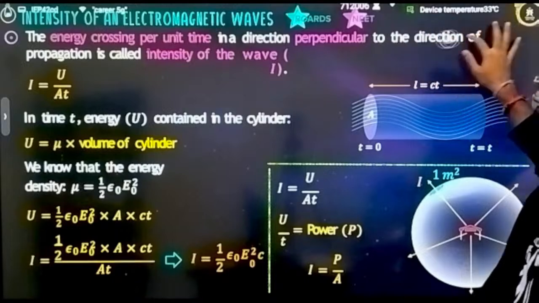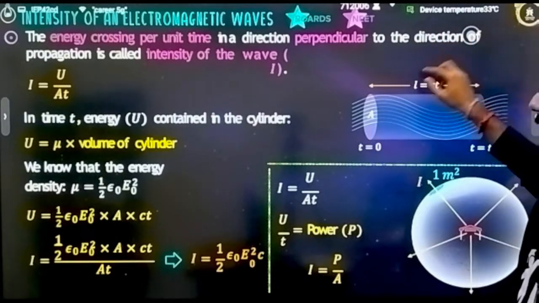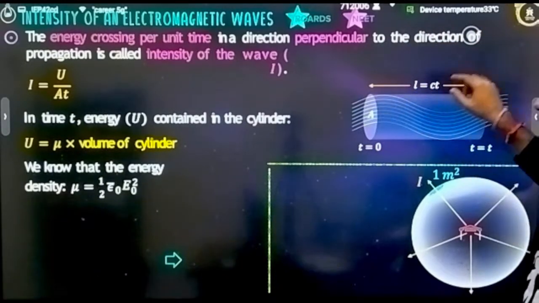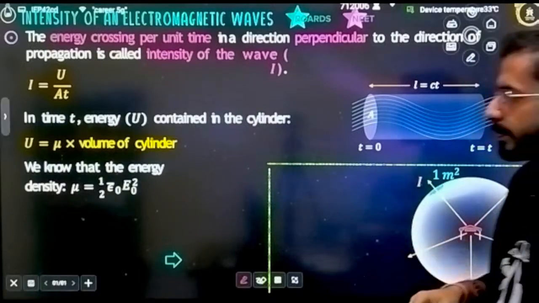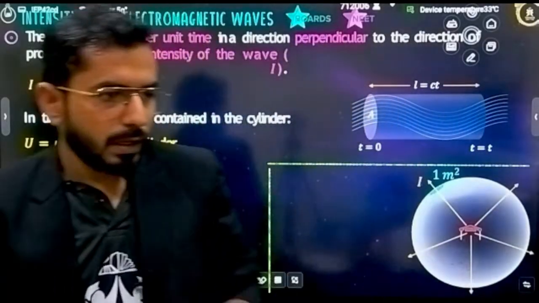Now some students were asking me about energy densities. How will you write energy density? See how we define energy density.